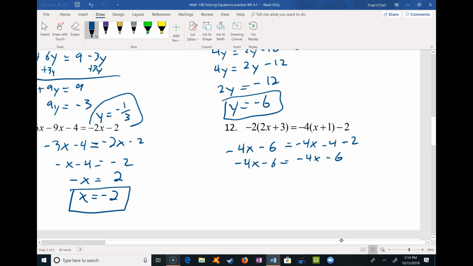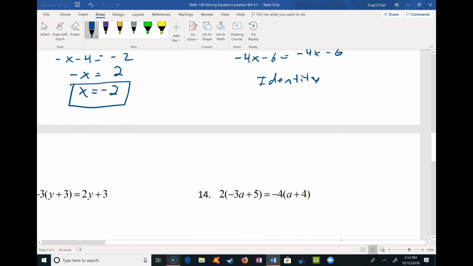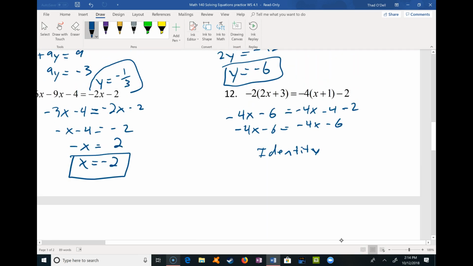Oh, looks like the identity again. Yep, so that would be identity. Again, because the two sides of the equation are exactly the same. Remember, identity means that I can plug any number in for x and the equation will be true.